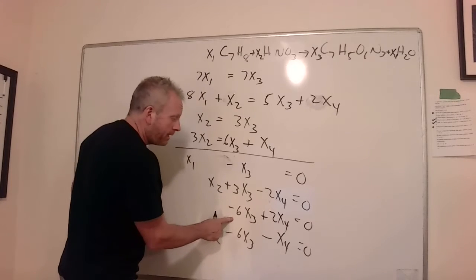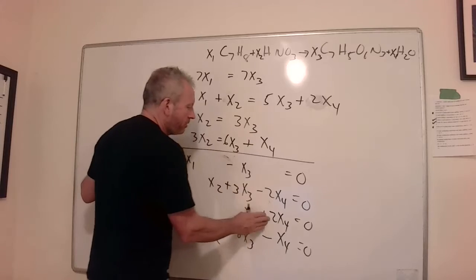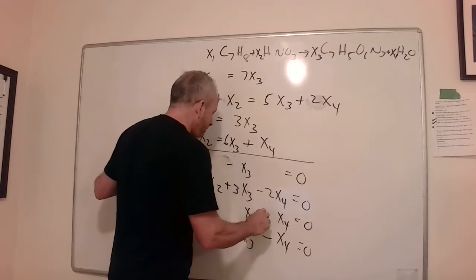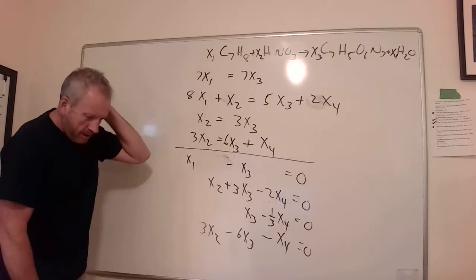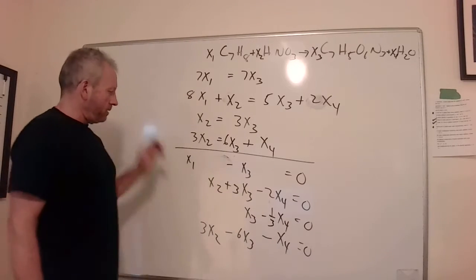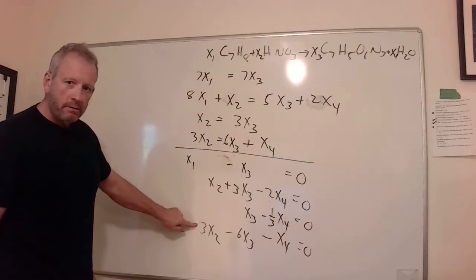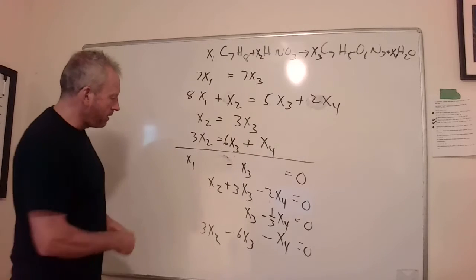Let me go ahead and divide this equation right here by negative 6. I'm going to divide by negative 6. Divide by negative 6. Divide by negative 6. Negative 1/3. This equation down here, let's see. Let's subtract this equation. We'll take this equation, subtract that equation.